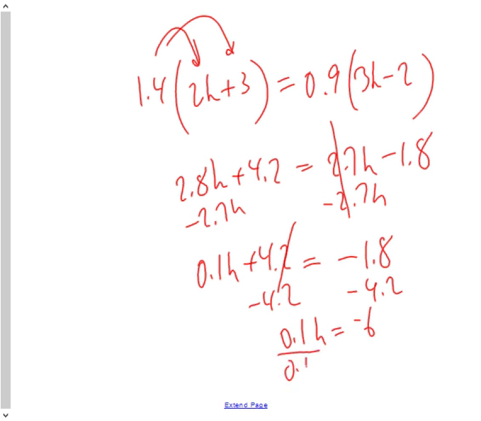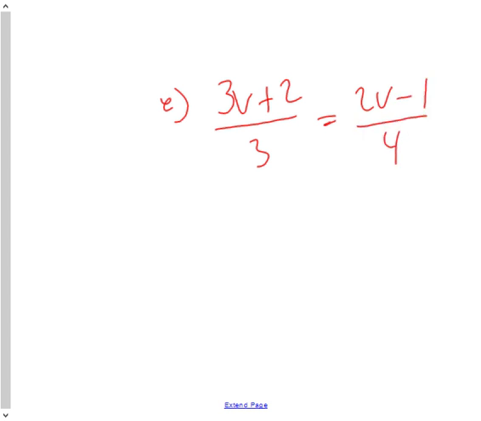Now, do this in your head. When you have $6 and you divide them into piles of dimes, you would make 60. So h would equal negative 60. 10 piles makes a buck. $6 can make 60 piles of dimes.